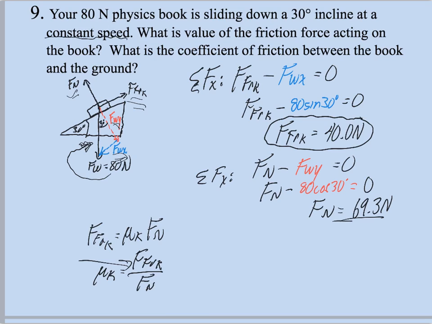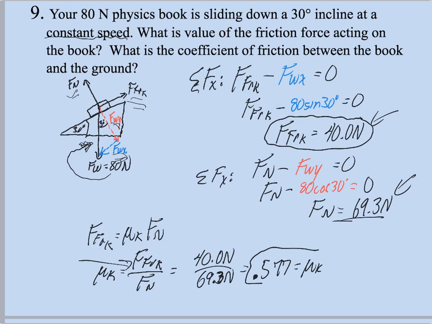And again, that's not something that we were asked to do, but we need it down here to solve for our coefficient of friction. So we know the friction force, we know the normal force, and we are asked to find the coefficient of kinetic friction, and that is going to be 40 newtons, the friction force that we solved for, over the normal force that we solved for, 69.3. And that gives us a value of 0.577. And that is our coefficient of kinetic friction.